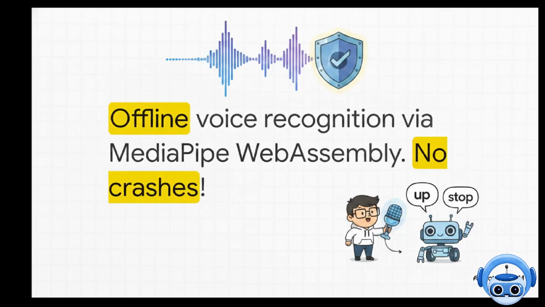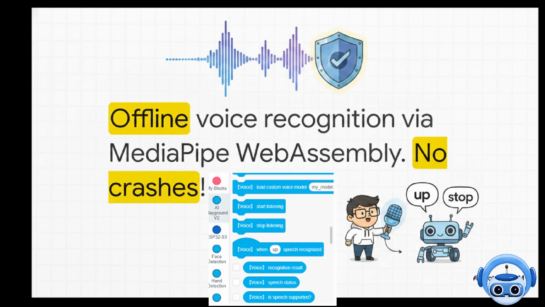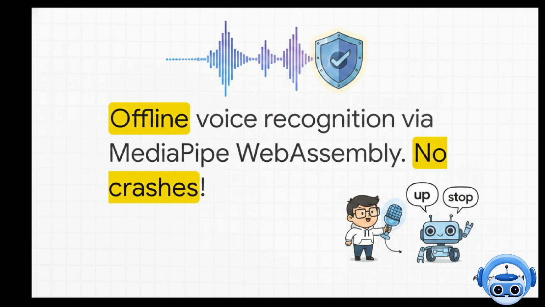Now, a massive breakthrough here is the incredibly robust offline architecture for voice recognition. Remember those system crashes we talked about earlier? AIRobo Studio solves this by running completely offline. It processes this massive rolling buffer of audio samples without freezing your project, which means your robot actually responds instantly and reliably. And since it runs asynchronously, checking for commands like up or stop every 10 frames, it keeps the whole user interface perfectly smooth.